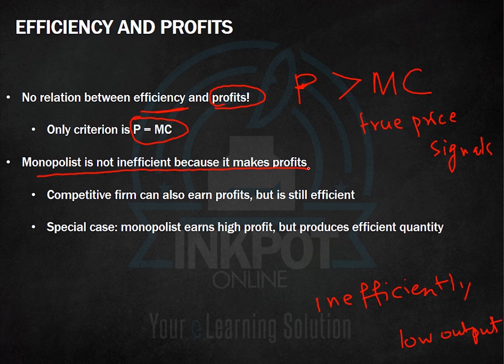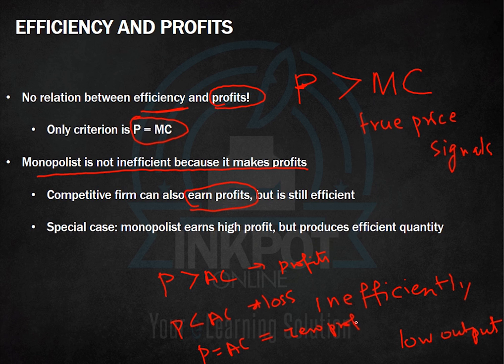Again, to reiterate, monopolist is not inefficient because it makes profit. If you recall, in the short run, the competitive firm can also earn profit. So there are three conditions. If P is greater than AC, then the competitive firm earns profits in the short run. If P is less than AC, then it incurs a loss. And if P is exactly equal to AC, then it's a break-even condition, zero profit, zero loss.